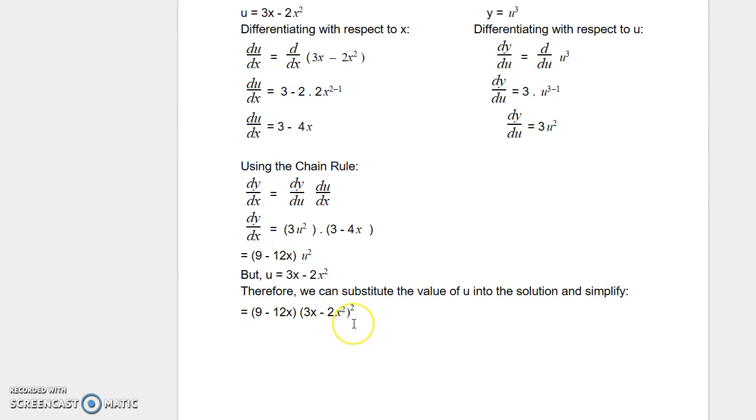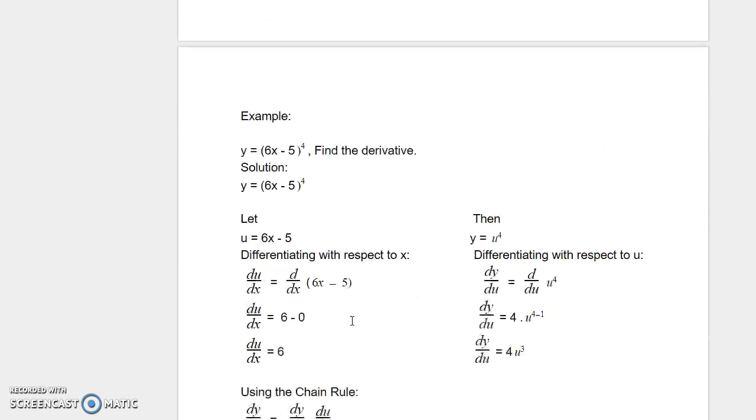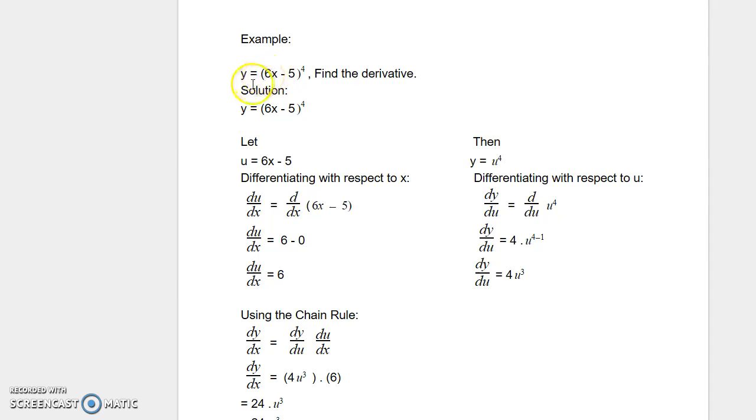This is how we're going to use the chain rule to solve example problems. Let's look at another example. Let's say this time we have y is equal to 6x minus 5, the whole thing raised to the power of 4. So here again, since this is a complex function, we're going to divide it into two parts, the inside function and the outside function.